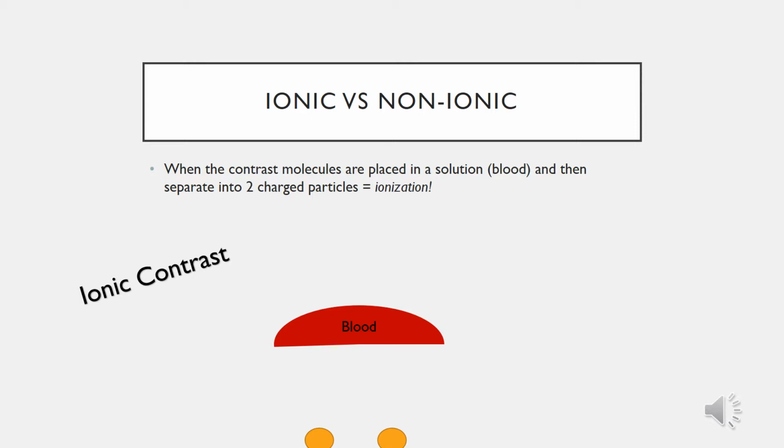Right, again, so our ionic contrast is going to be introduced into the bloodstream. It's going to go through ionization once it's placed in that solution, our blood, and it's going to separate into two charged particles.